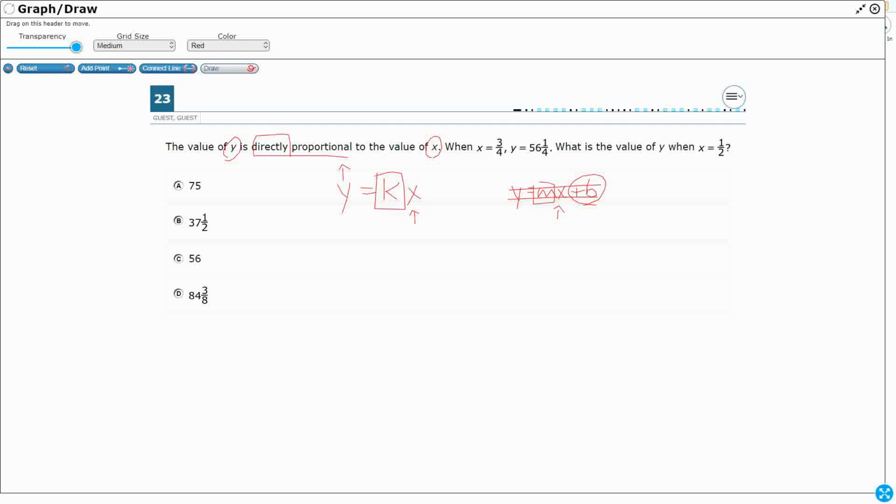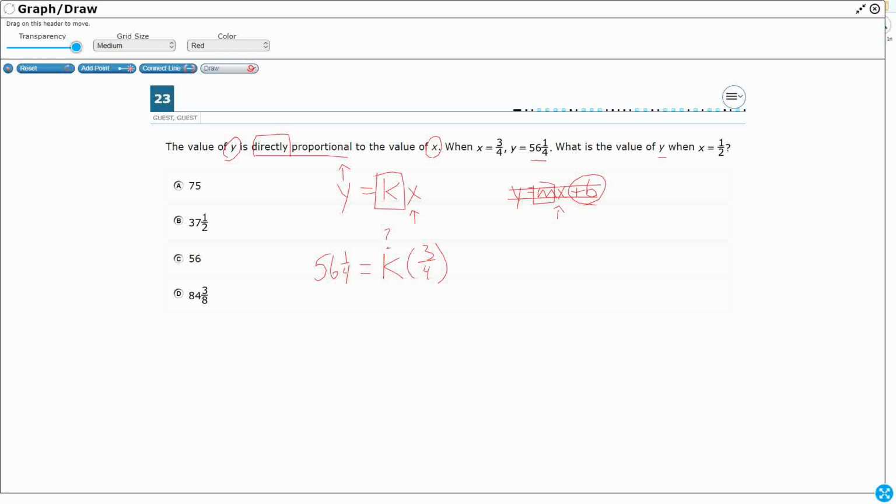Okay, so it says here when x equals 3/4. I'm going to rewrite this. I'm going to say x is 3/4, y equals 56 and 1/4. All right, so that's very interesting here. What is the value of y when x is 1/2? Well, I need to know what this k is. So I've got a few options here. So really, I need to think of it as 3/4 k.